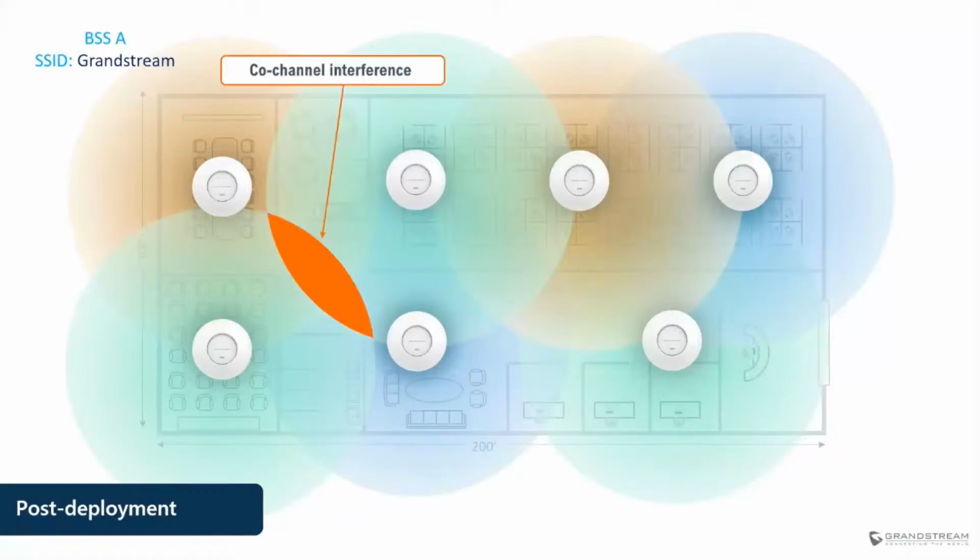So the first thing that is obvious here is that we have co-channel interference, which means we have overlapping access points transmitting over the same channel. The problem with this interference is that the users connected to these access points will be competing on the same wireless medium, which may negatively impact the Wi-Fi performance.